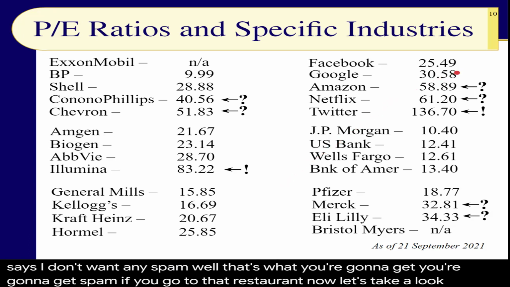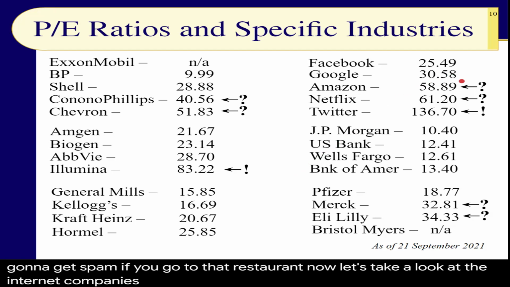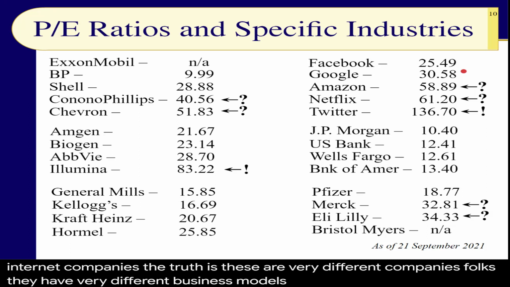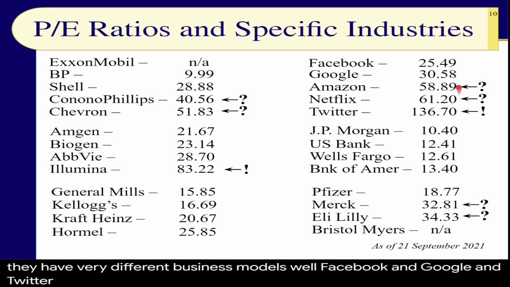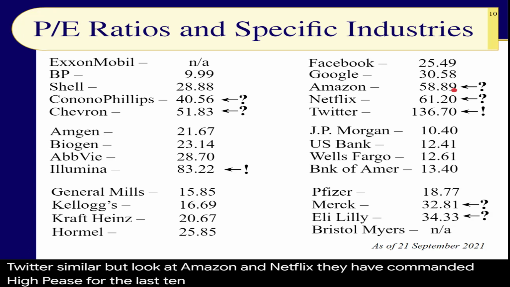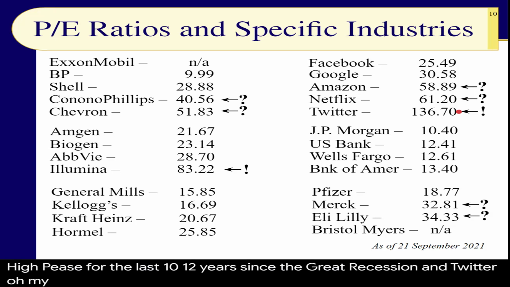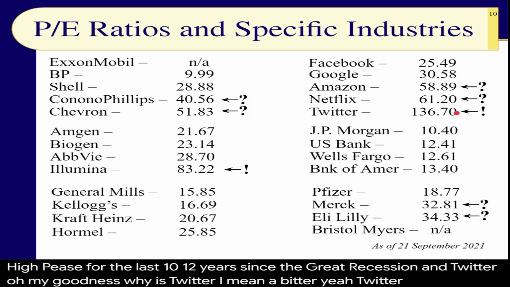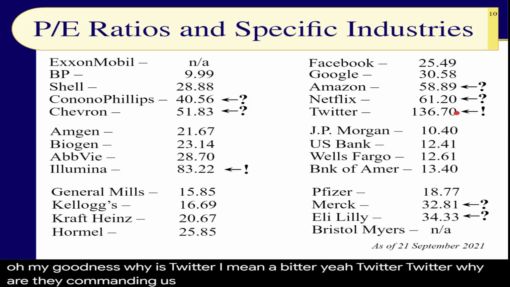Now, let's take a look at the internet companies. The truth is, these are very different companies, folks. They have very different business models. Well, Facebook and Google and Twitter, similar. But look at Amazon and Netflix. They've commanded high PEs for the last 10, 12 years since the Great Recession. And Twitter, oh my goodness. Why are they commanding such a high PE? Well, it means we need to do more research.